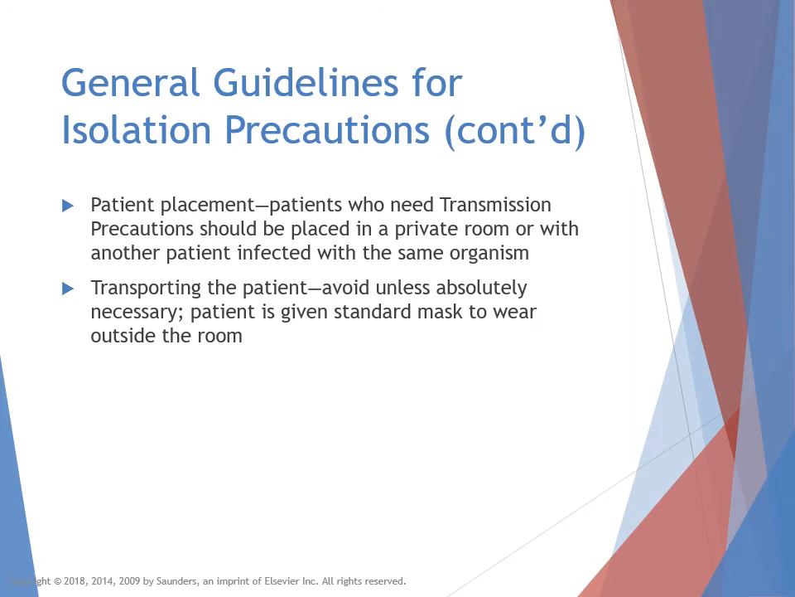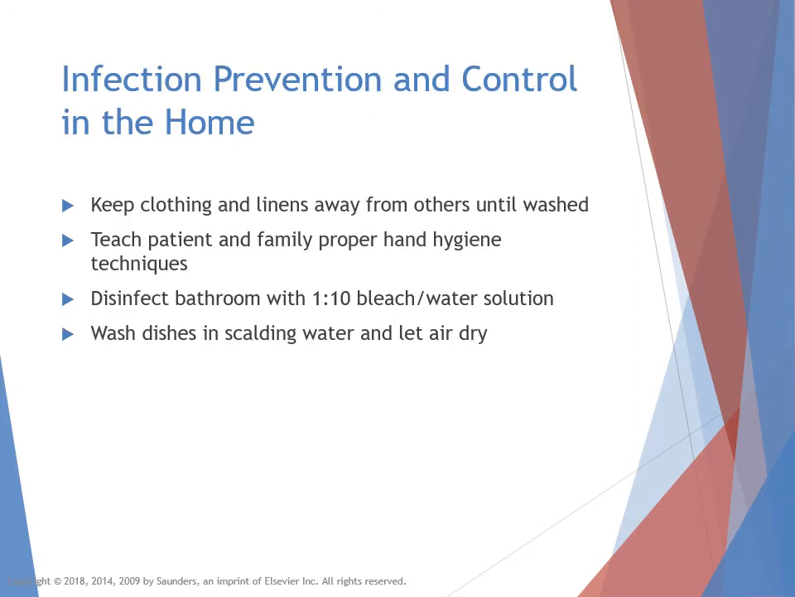When it comes to transporting the patient, we want to avoid unless absolutely necessary. So we wouldn't want that patient with tuberculosis leaving the room unless it was absolutely necessary. Patient is given a standard mask to wear outside of the room. So that's when we have to transport that isolation patient. Now we're moving to infection prevention and control, but the focus here is in the home environment. So this is our infection control patients in their own homes.